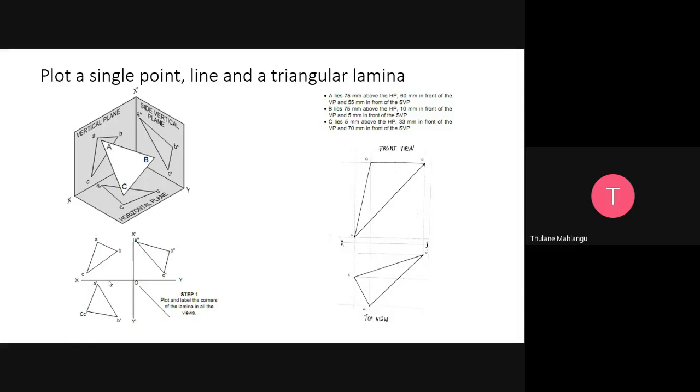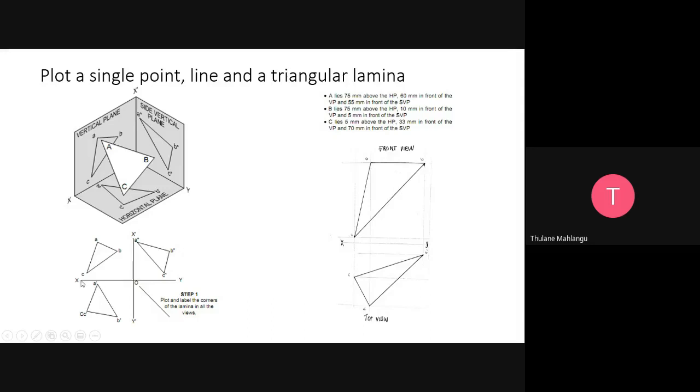We're using first angle orthographic projection, so you know that the front view is at the top and the top view is at the bottom. Looking at the front view, from the XY in the front view to point B, that is the height of point B above the horizontal plane. So when you are looking at the front view, from the XY up, those are the heights of those points above the horizontal plane.